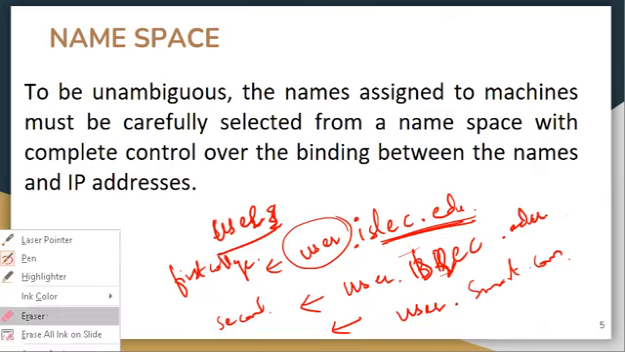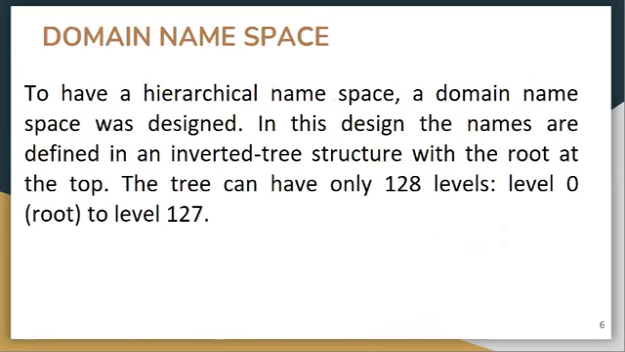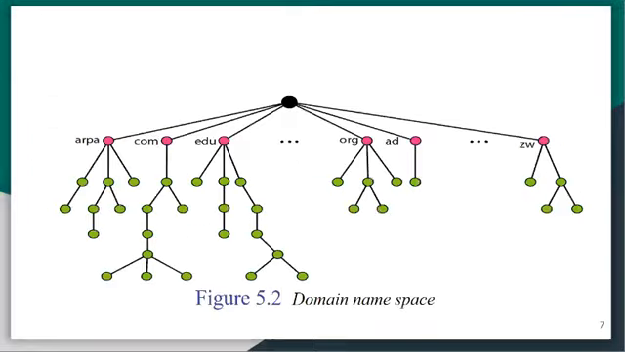Now, to have a hierarchical namespace, a domain namespace was designed. In this design, the names are defined in an inverted tree structure with the root at the top, and the tree can have only 128 levels. So first will be level 0, which is the root, up to level 127. Now how will it be? Suppose this is the first level, level 0, and at the second level we have different labels. Here we have ARPA, COM, EDU, ORG, AD, ZW, etc.